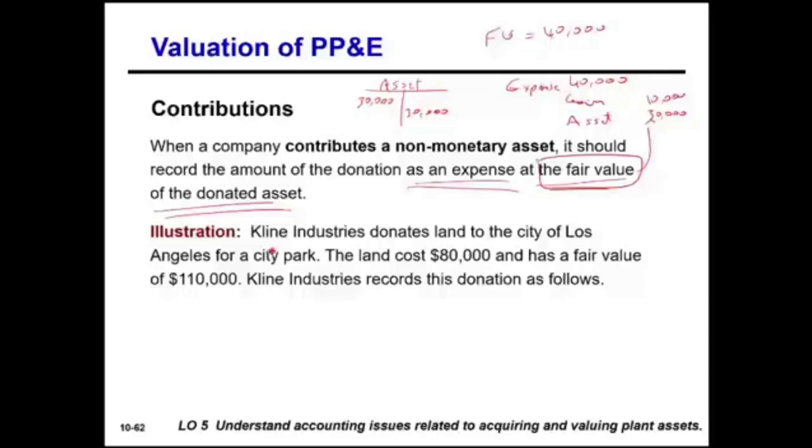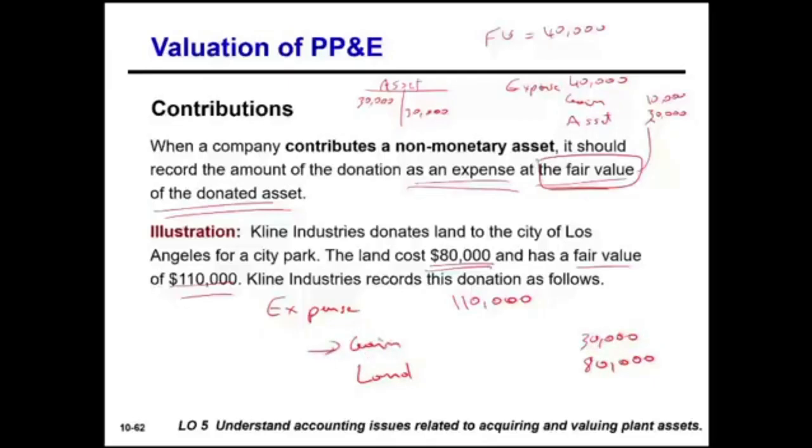And let's look at this example. Klein Industries donated a land to the city of LA for a city park. The land has a cost of 80,000 and a fair value of 110. Now think about it. You're going to be debiting an expense. I'm just going to write this here, then I will show you the answer. If you're going to be debiting an expense at fair value, the expense is 110. The land will need to be credited 80,000 because we are removing the land. So we are missing 30,000 in the entry. Well, guess what? We have to recognize the gain.